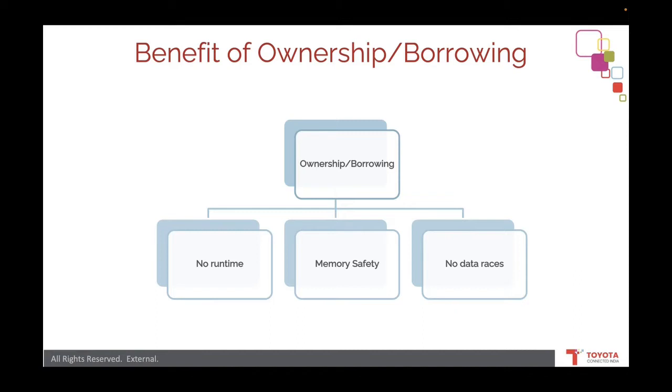And in another language like Java or Ruby or JavaScript, it has a garbage collector. It gives the memory safety guarantee, but it has the longer runtime, and it is also not preventing the data races. So, but in Rust, you are getting the benefit of all the three things here.